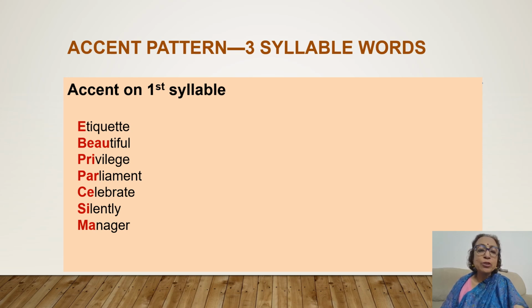Now we come to the next word. We have three syllables. Celebrate. So we say celebrate. Cel, first syllable stress, and then you have the rest. Then you have silently. Si gets stress, lent, ly, three syllables. Manager. Ma gets stress, then two more syllables. So all these are three syllable words which are stressed at the beginning, the first syllable.